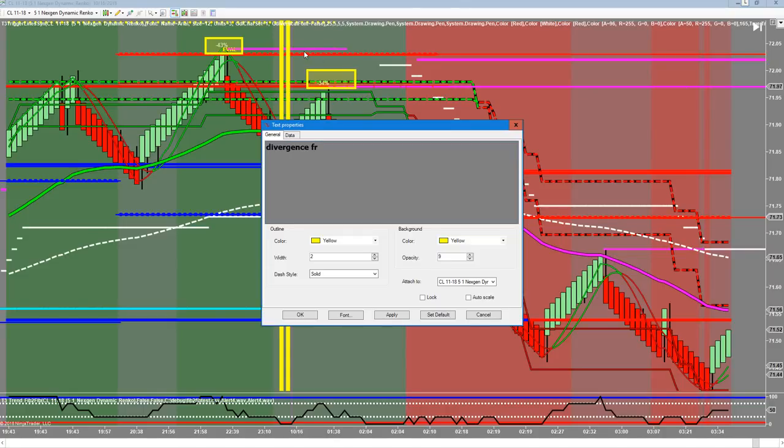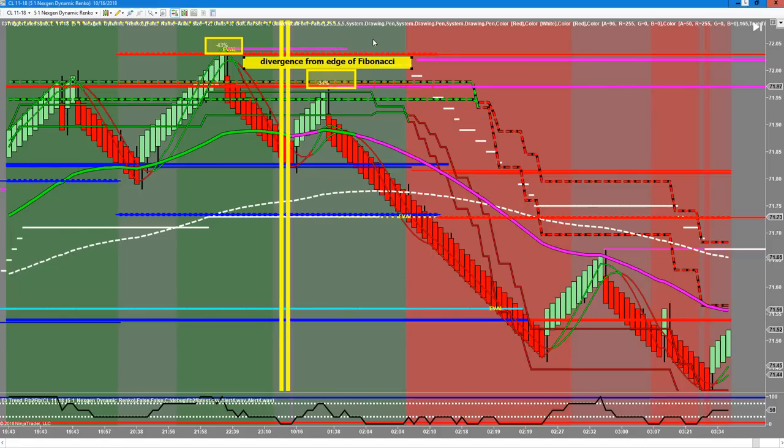Divergence from the edge of Fibonacci, and what happened? Long trades won't work anymore, number one. If you did short trades up there, they would work for sure. And the market went down just a few ticks from the edge of fibs. And then look, we broke through fibs.